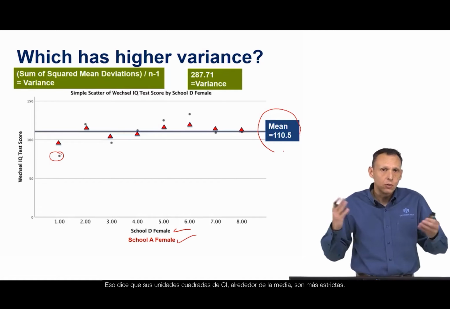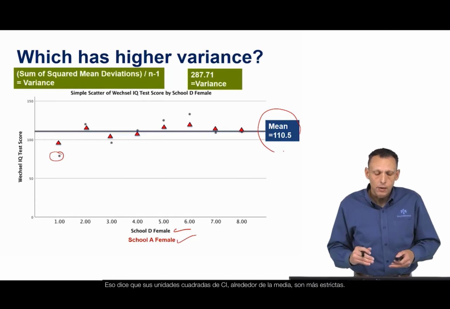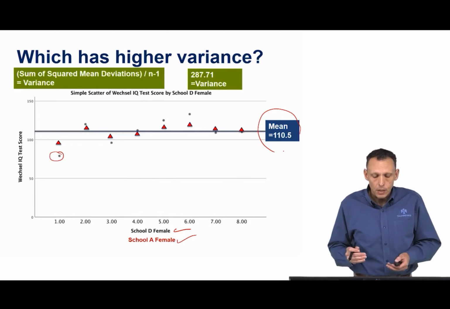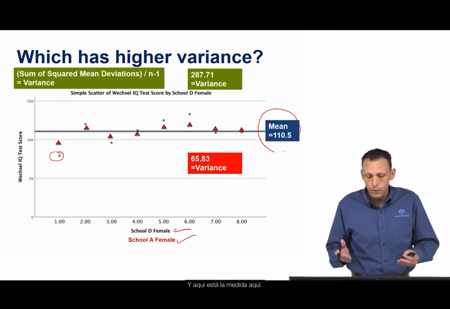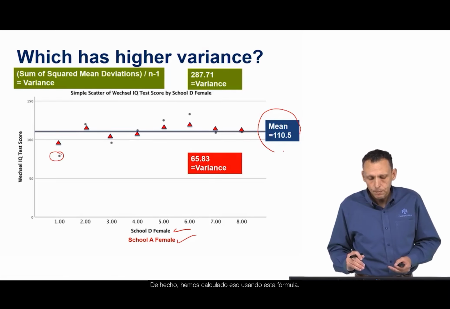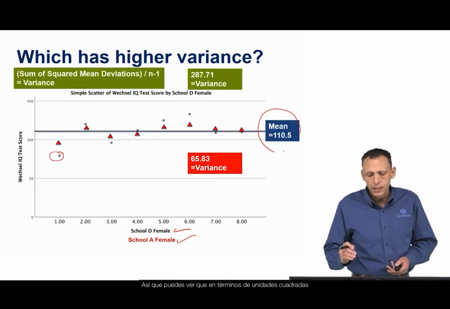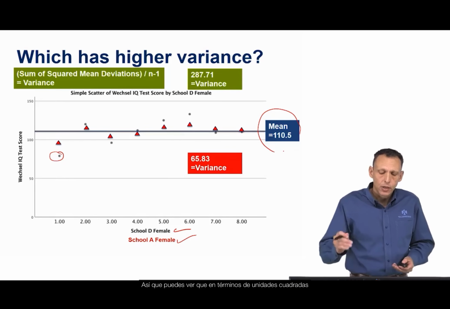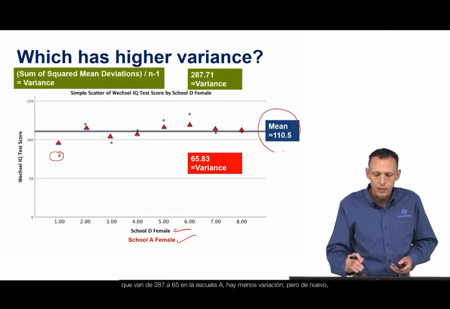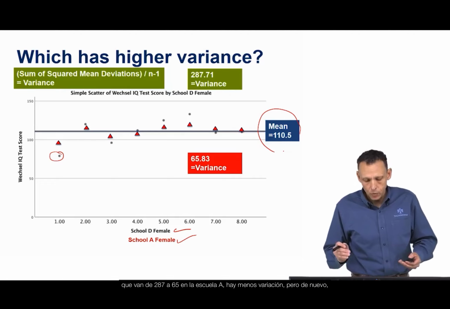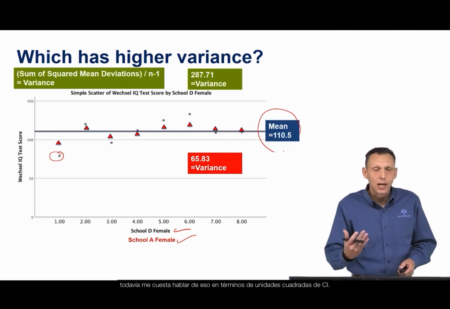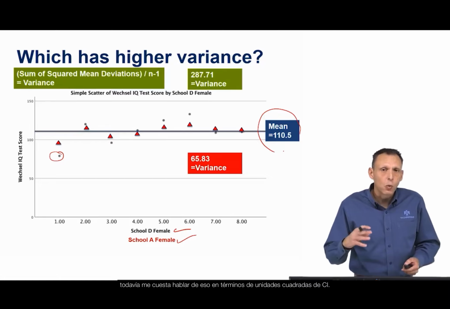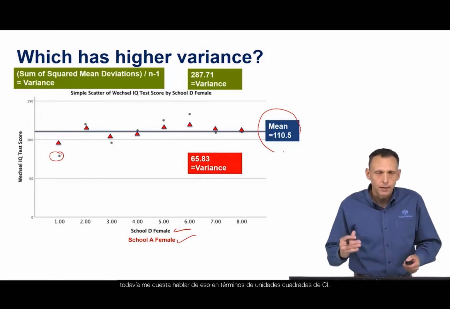That is, their squared units of IQ around the mean are tighter. So there's less variance in that sample. And here's the measure here. We've actually calculated that using this formula. So you can see that in terms of squared units, going from 287 to 65 in school A, there's less variation. But again, I'm still having a hard time talking about it in terms of square units of IQ.